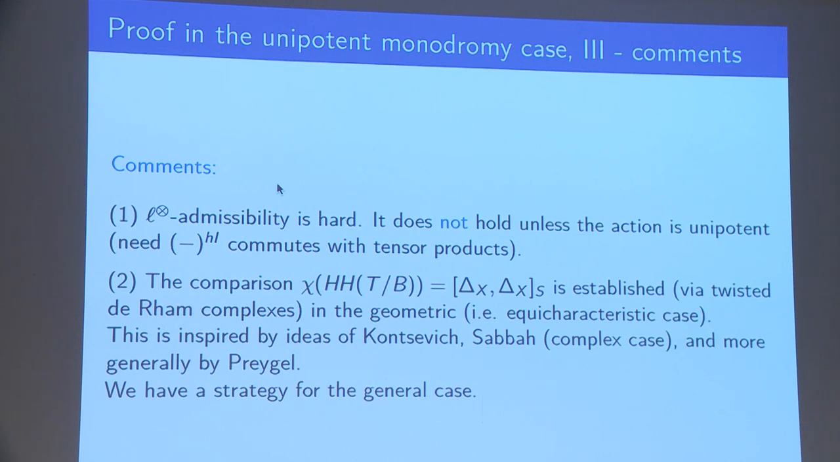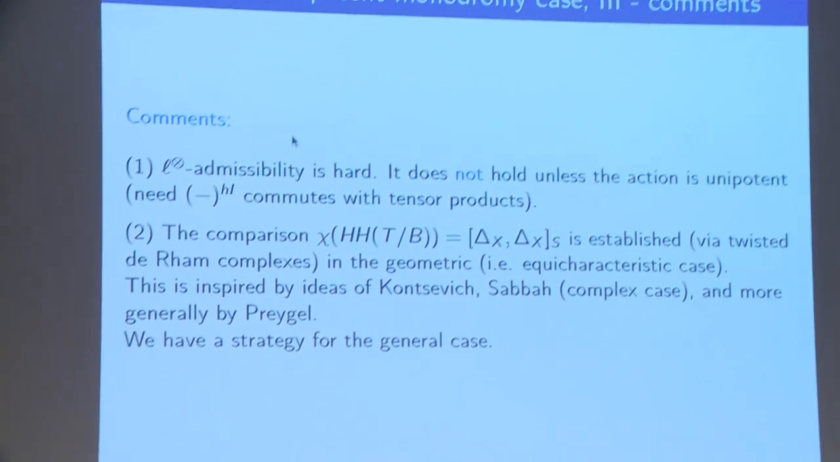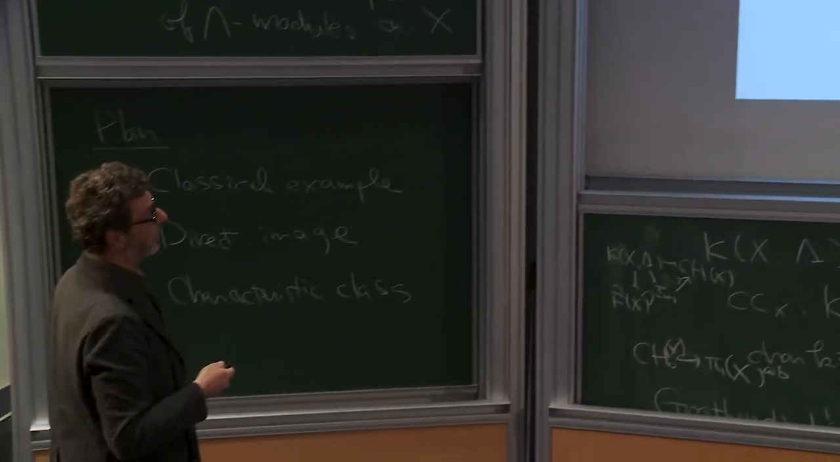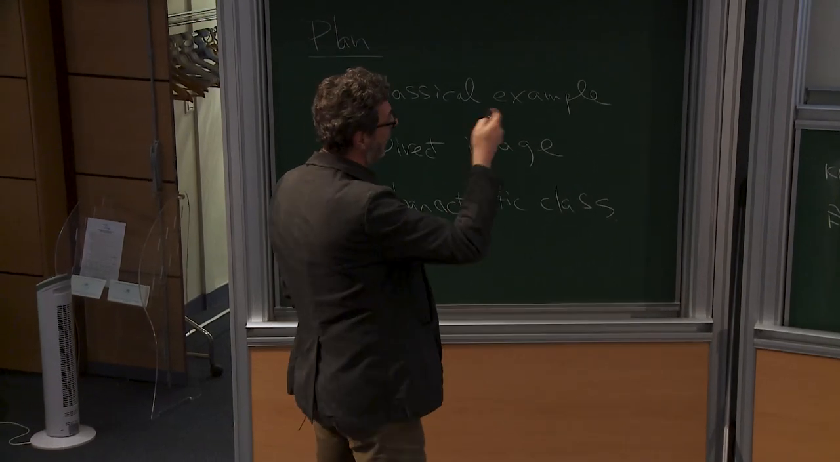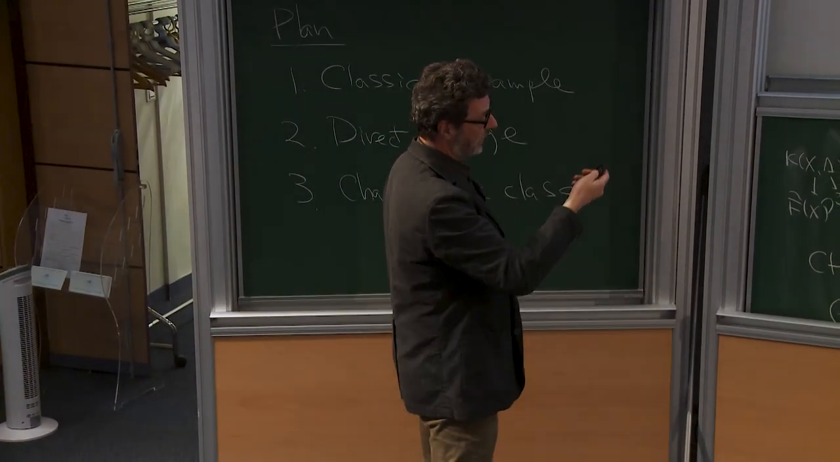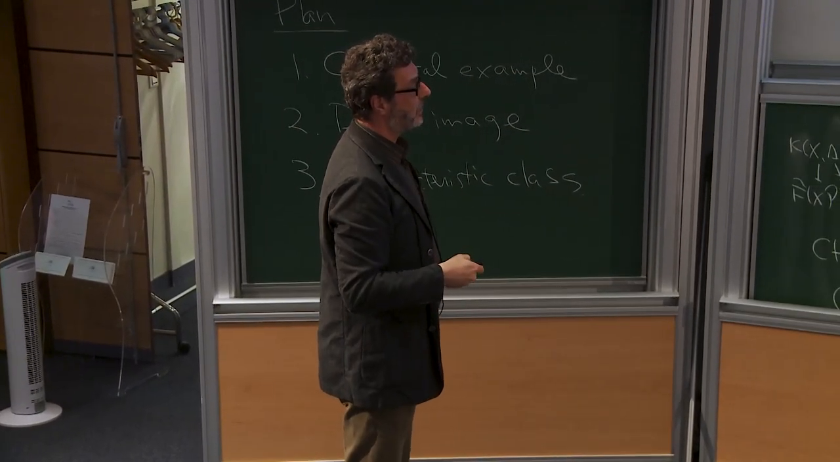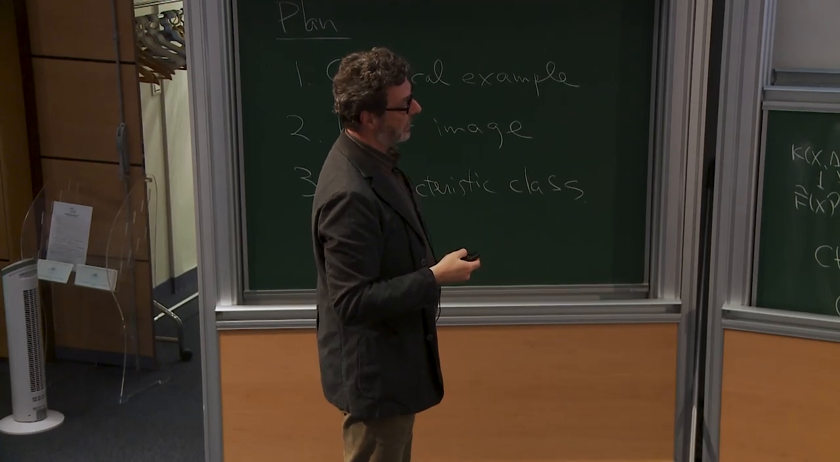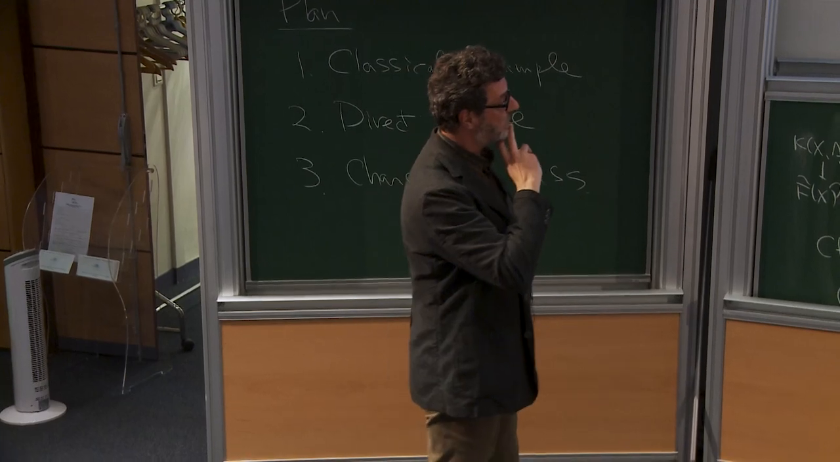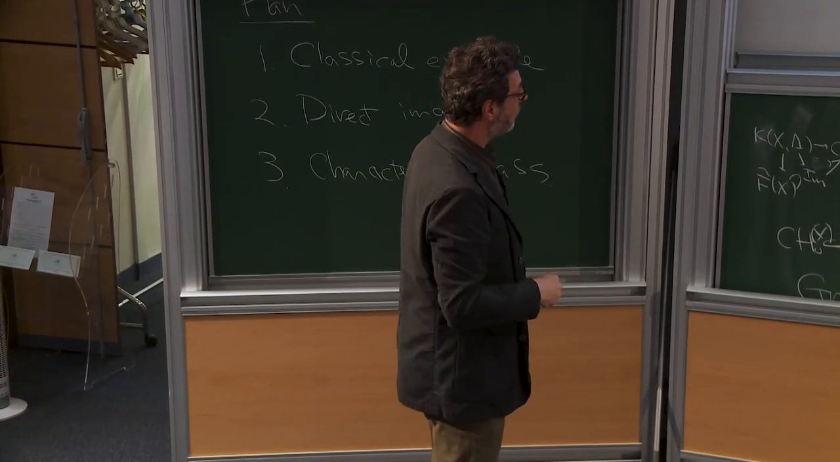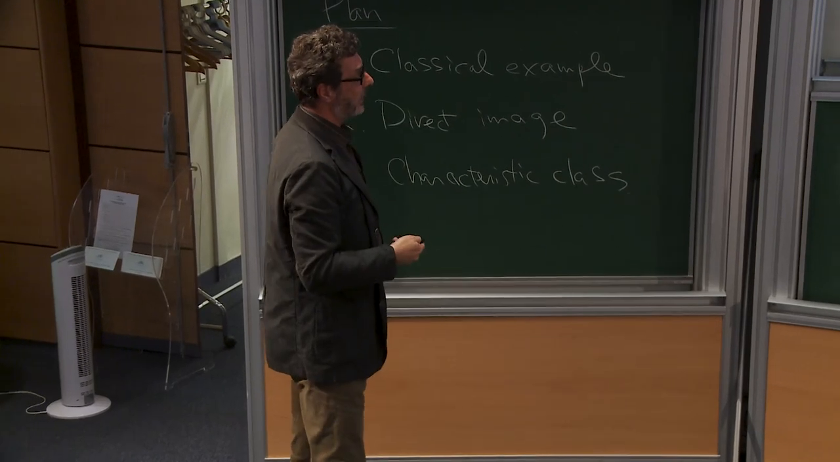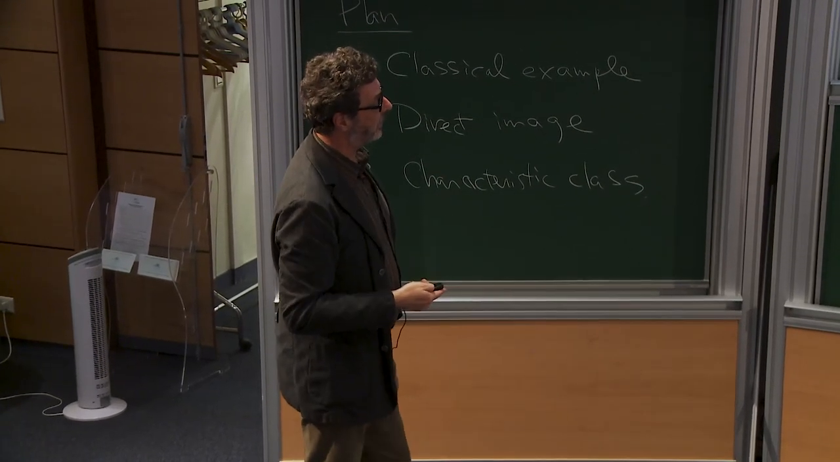So you need to do something to adapt the proof if you want to prove the general case, when the action is not necessarily unipotent. And then we have to say that the comparison between the Chern zero of chi of HH of T over B with Bloch's number was already known, by twisted de Rham complexes, by ideas of Kontsevich and then Saito, and more recently and more generally by Beilinson and Pregel.